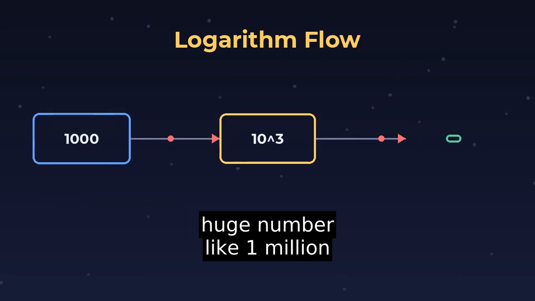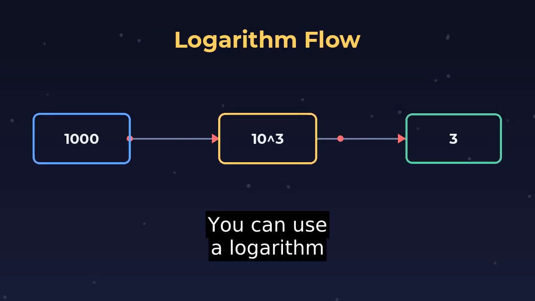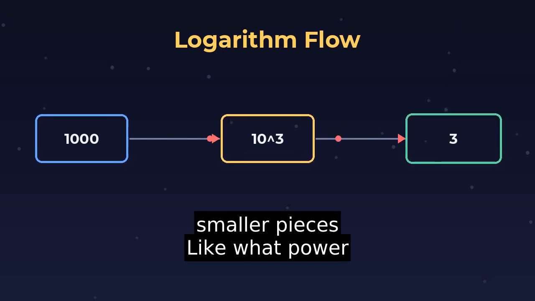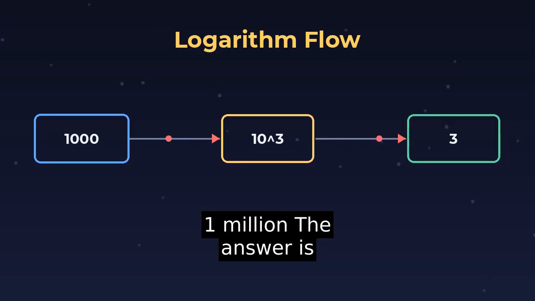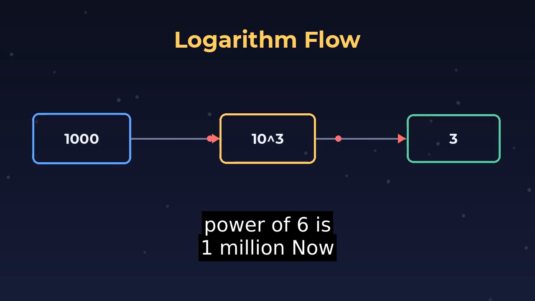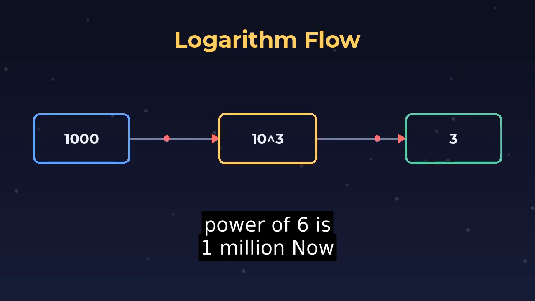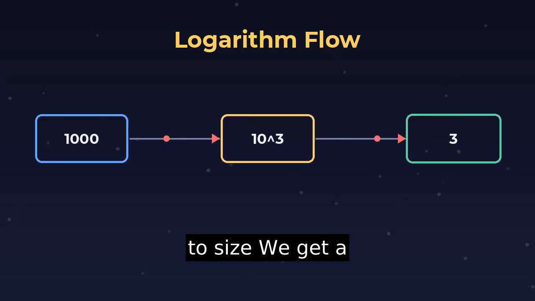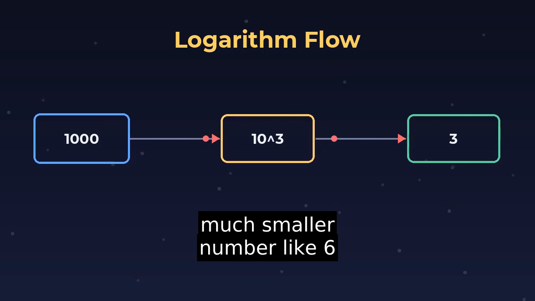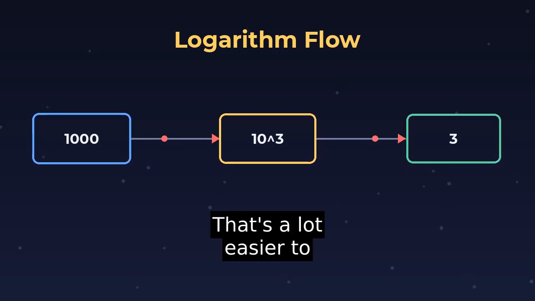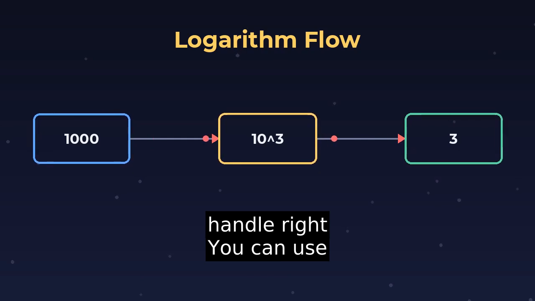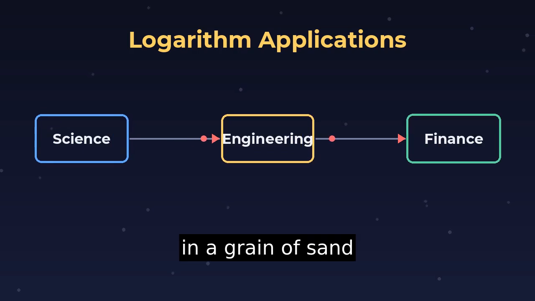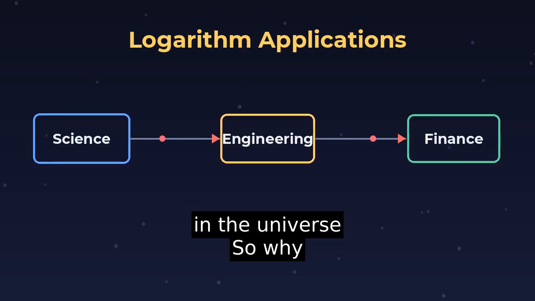Suppose you have a huge number, like 1 million. You can use a logarithm to break it down into smaller pieces. Like, what power of 10 gets you to 1 million? The answer is 6, because 10 to the power of 6 is 1 million. Now, let's see what happens when we use a logarithm to shrink this huge number down to size. We get a much smaller number, like 6. That's a lot easier to handle, right? You can use this technique to deal with all sorts of huge numbers, from the number of atoms in a grain of sand to the number of stars in the universe.